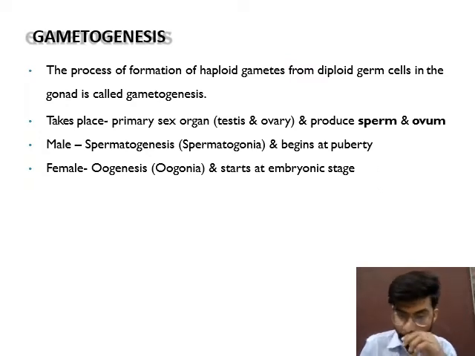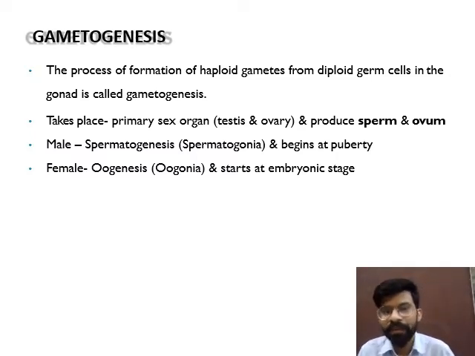Now next, gametogenesis. What is gametogenesis? Gametogenesis is the process of formation of gamete, or you can say the process of formation of haploid gamete from diploid germ cell. Primary sex organs are present in male and female both. The primary sex organ in male is testis and in female is ovary, and the function of testis is to produce sperm, and the function of ovary is to produce ovum.